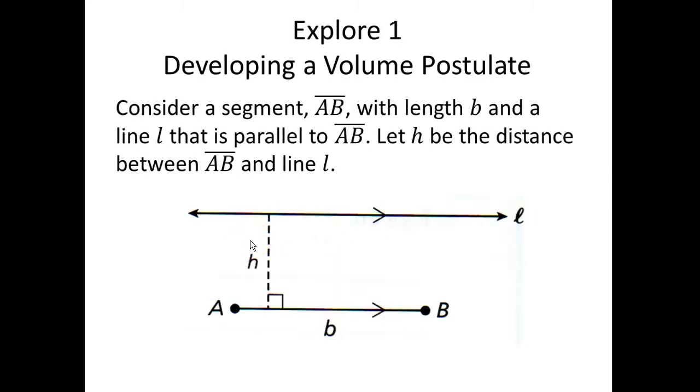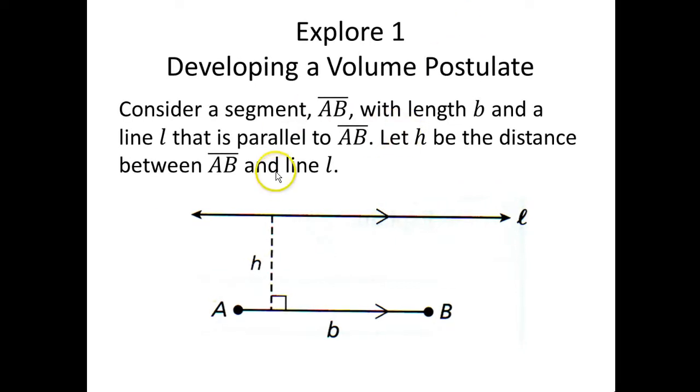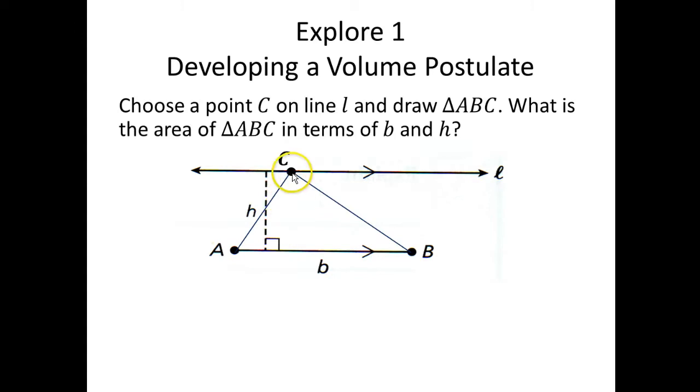Before we start developing a formula for the volume of a pyramid in general, first we're going to consider a segment AB with a length B and a line L that's parallel to AB. Let H be the distance between AB and line L. So here's the distance between the line and the line segment. Then we choose a point C somewhere on the line L, and we draw in the triangle ABC.